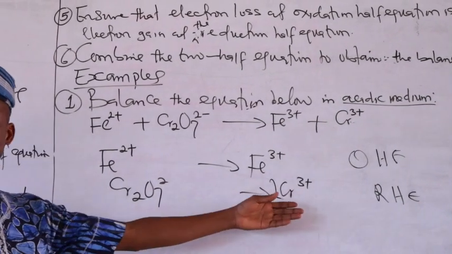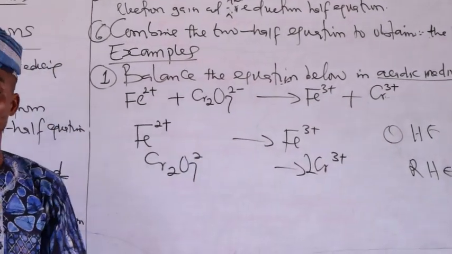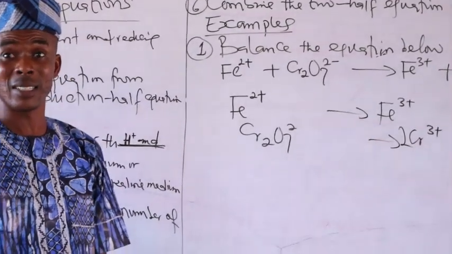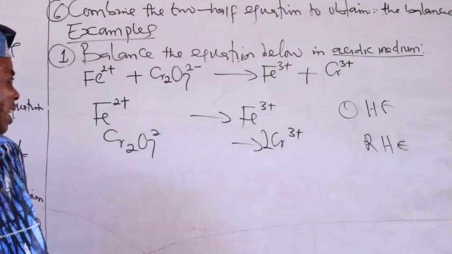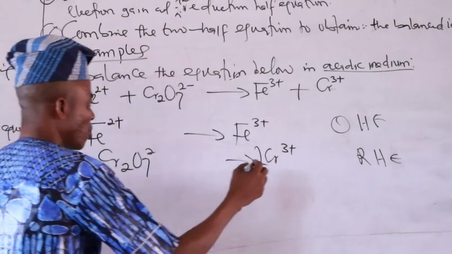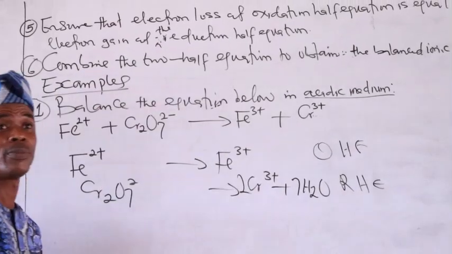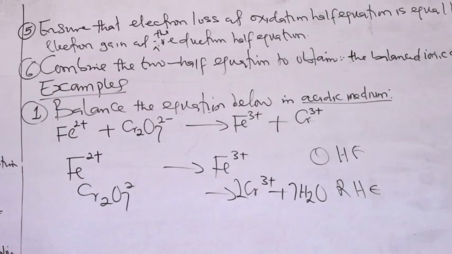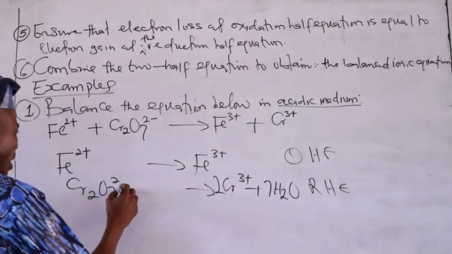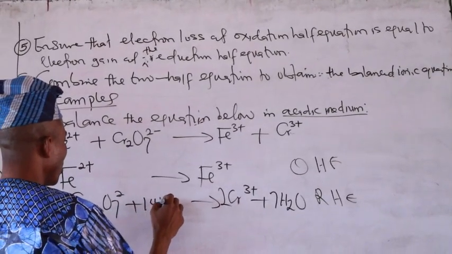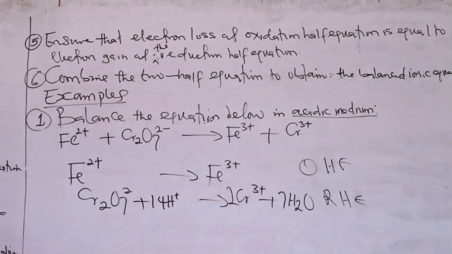Where we don't have the oxygen or there is shortage of oxygen, water molecule will be added. How many oxygen atoms do we need? 7. So we add what? 7 water molecules. From 7 water molecules, how many hydrogen do we have there? That means we come here, we add what? 14 hydrogen ion. Now the atoms are balanced.